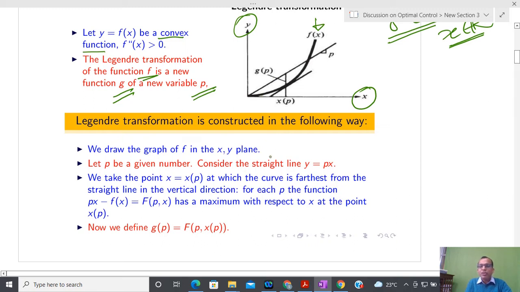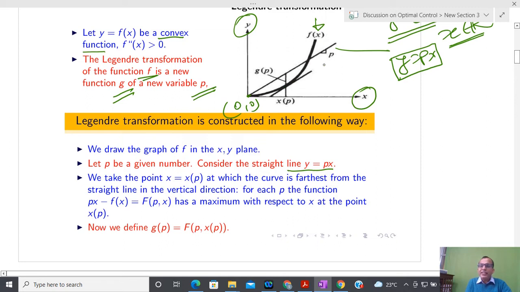Okay, so corresponding to a given number, I select any arbitrary number p, and I draw one straight line y equals px in this same plane. You can see that this line corresponds to y equals px. I hope you understand why this line passes through the origin: because here y equals px, there is no shift, so it passes through (0, 0).